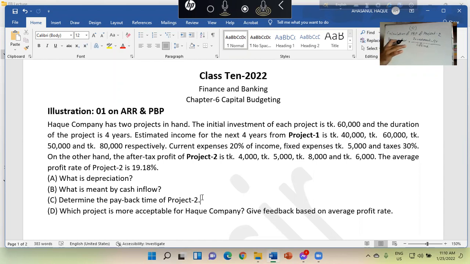No, sir. There is no salvage value given, so salvage value will be 0. And investment is how much? 60,000, right? Salvage value equals 0. Lifetime is 4 years. So depreciation will be 15,000, am I right? Yes, sir.